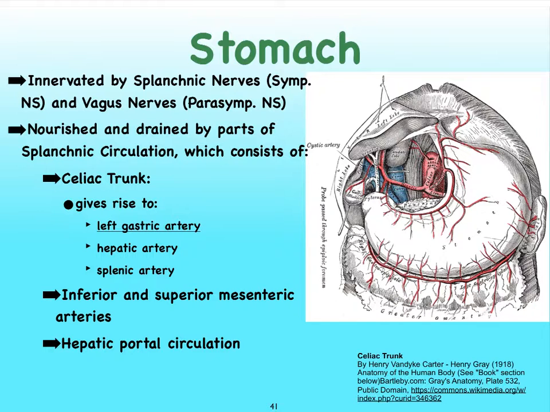We also see that there are two arteries that arise directly from the aorta, called the inferior and superior mesenteric arteries, that also help supply the stomach. The hepatic portal circulation is going to drain part of the stomach.